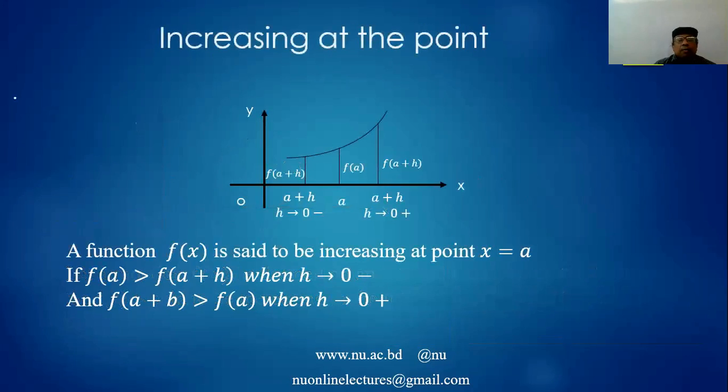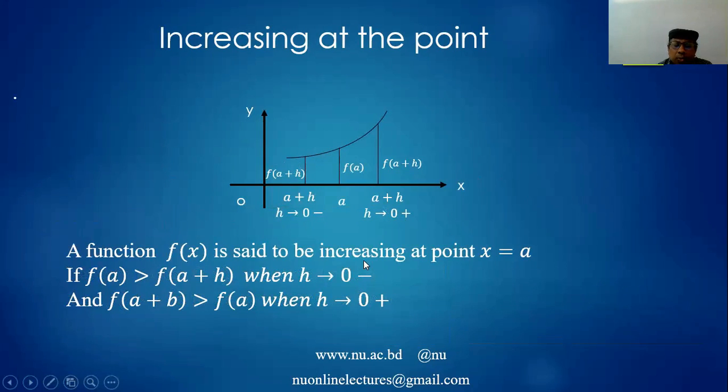Now decreasing, increasing at the point. Look, this is the points. So here a, and here a plus h, where h tends to 0, negative for the left, and h tends to 0, positive for the right. This is the curve here. f of a plus h is here, and the middle is f of a.